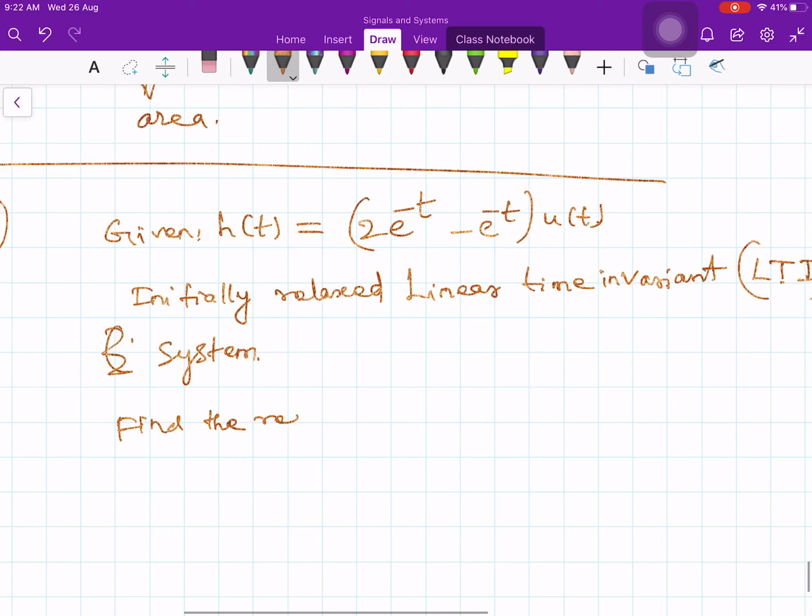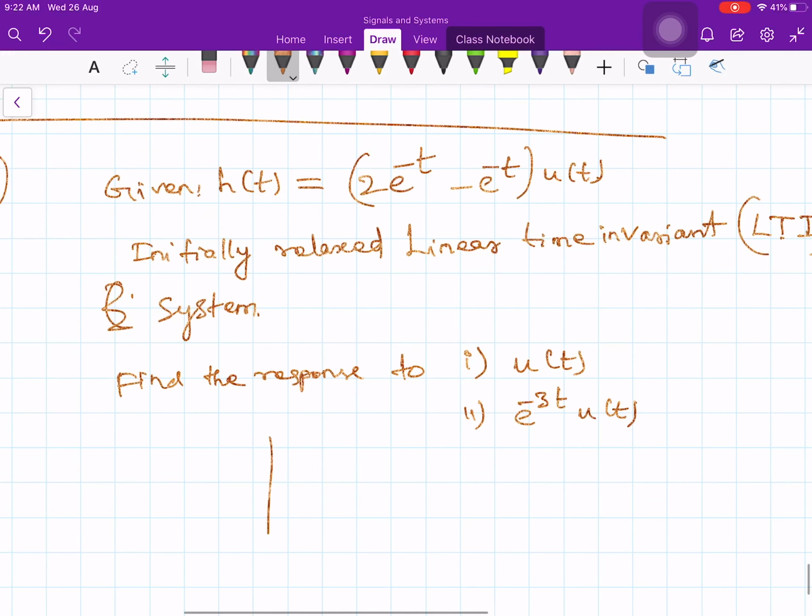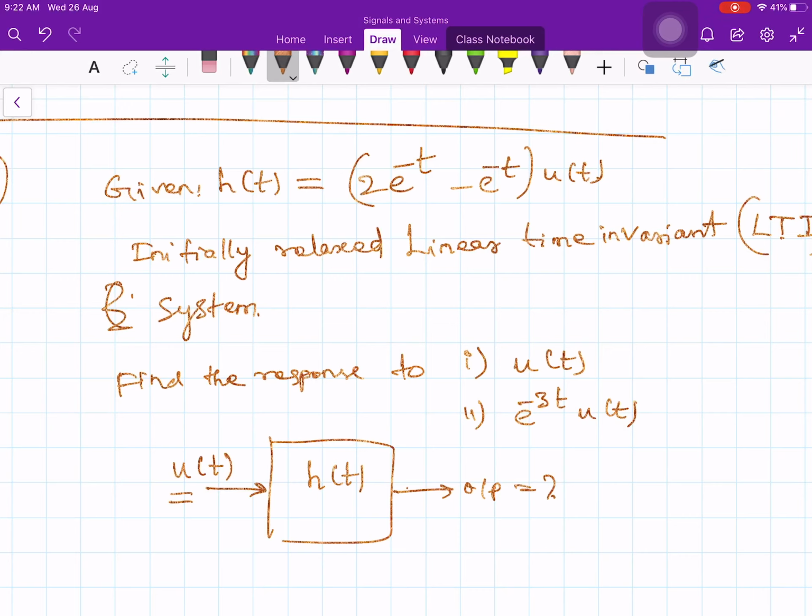to the first option, which is u of t. Input is u of t and find the response. And the second one is input is e to the minus 3t times u of t. So you have a system h of t and the input is u of t and find out the output. Now when u of t is the input, the output is denoted by a of t or s of t. Okay, you can use a of t or s of t, but let us use a of t. And this is our first part.